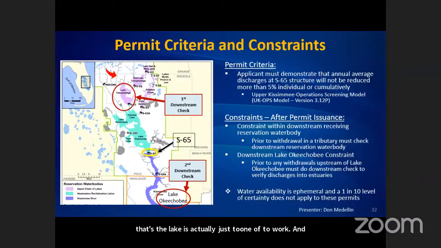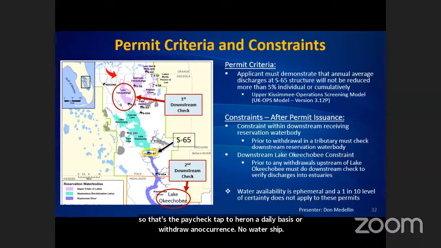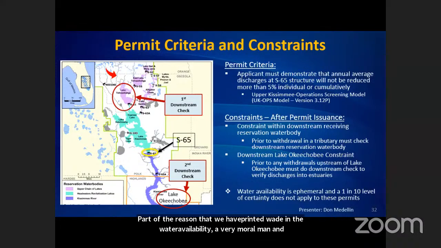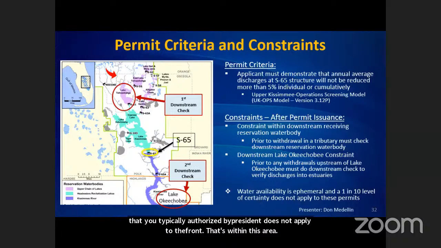And part of the reason that we have this criteria the way it is, is that the water availability is very ephemeral, meaning that it's not always available, and it's usually available at infrequent times. And the 1 in 10 level of certainty that we typically authorize with permits does not apply to the permits within this area associated with this criteria for the reservation.